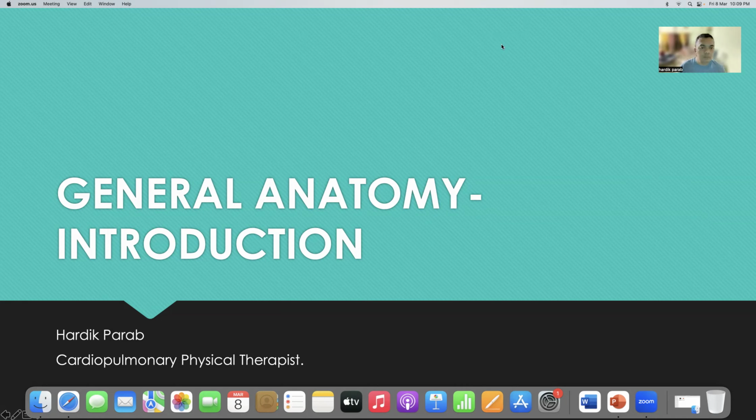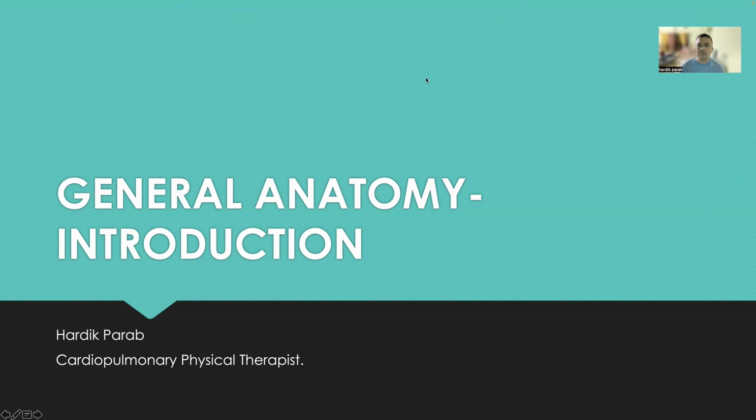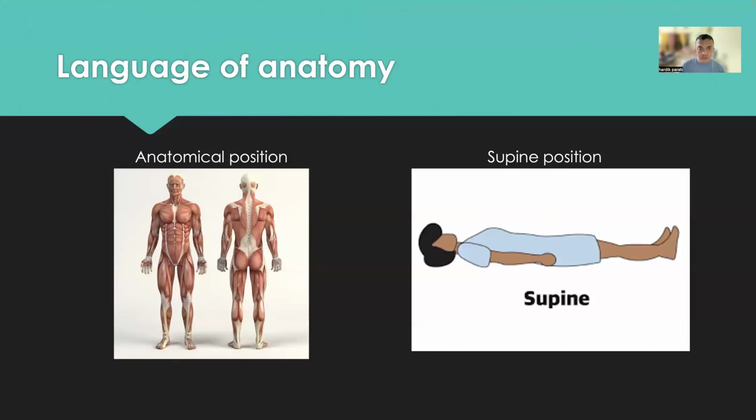where we are going to talk about the introduction to general anatomy. So this is a very easy topic. We are just going to talk about the general terminology used in anatomy. So the first thing we start with is position, the language of anatomy. If you want to learn anatomy, the first thing you need to know about is the anatomical position.